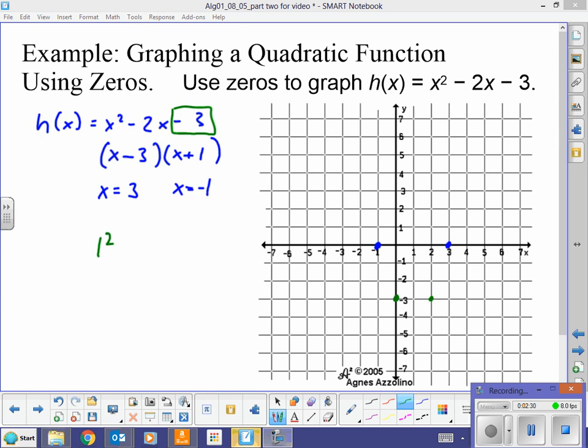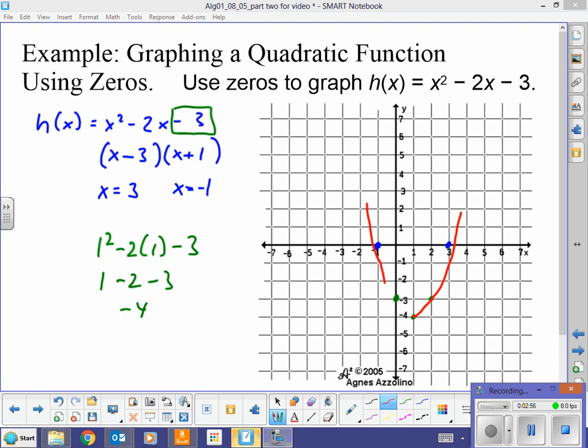So 1 squared minus 2 times 1 minus 3. 1 minus 2 minus 3. 1 minus 2 is negative 1. Minus 3 is negative 4. So my vertex is here at 1, negative 4. And those are my points that I'm going to use to graph my parabola.